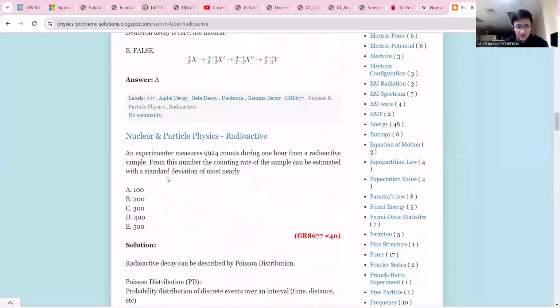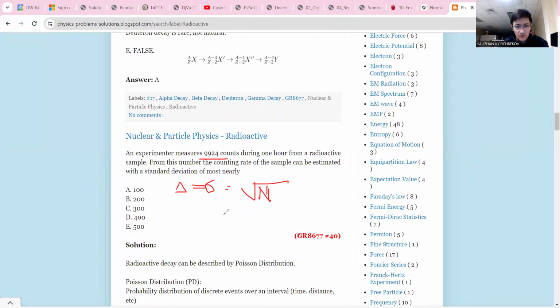No, just a Poisson distribution. And an experimenter measures this many counts during 1 hour from a radioactive sample. From this number, the counting rate of the sample can be estimated as the standard deviation of most nearly. No, what do you have, n? Counts. Standard deviation was just basically delta. Sigma, the same thing. And it was proportional to the square root of n.